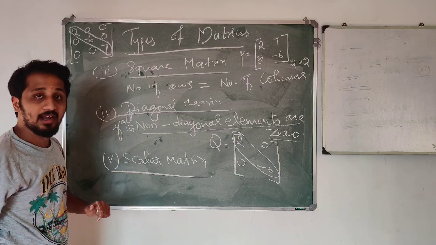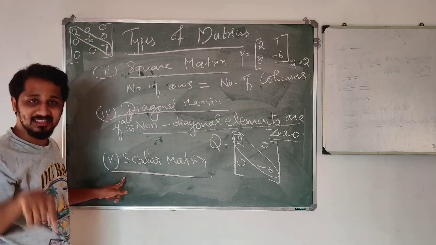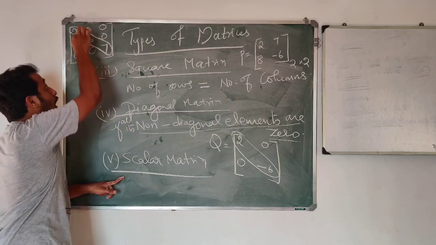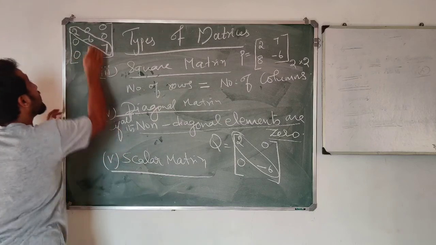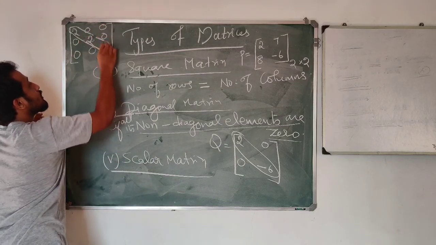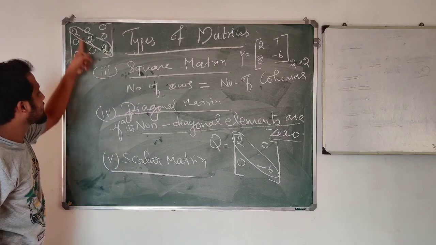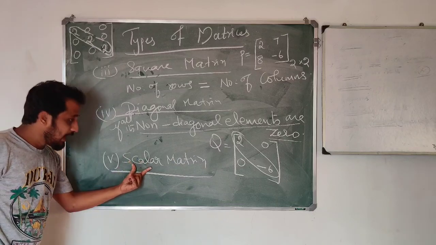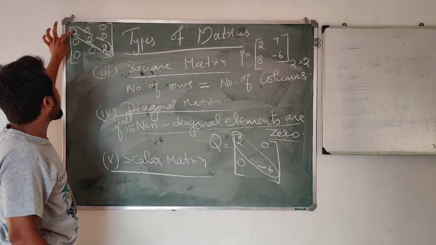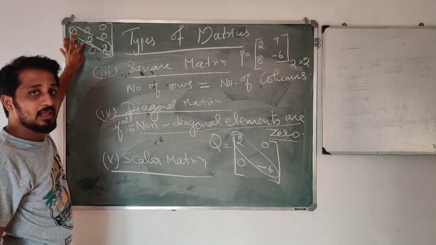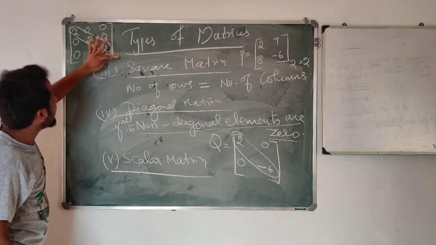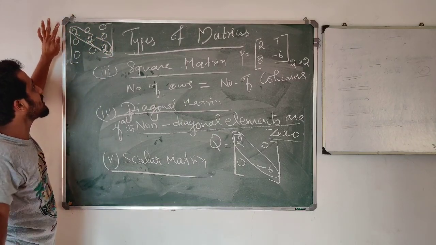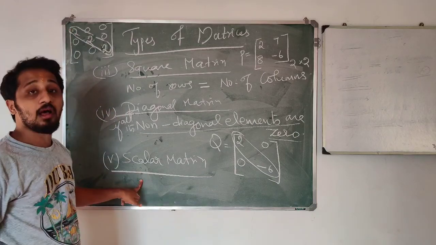Now come to scalar matrix. A diagonal matrix is said to be a scalar matrix if all the diagonal elements are the same. That means 2, here also 2, here also 2. Such a type of matrix is known as a scalar matrix. Is it clear? Once again I repeat. A diagonal matrix is said to be a scalar matrix if all its diagonal elements are the same. Such a formation of a matrix is known as a scalar matrix.